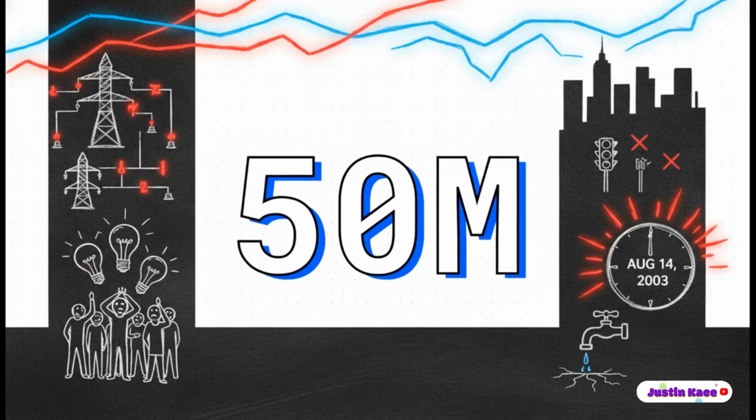To really grasp the gravity of this, we have to talk scale. 50 million people. Imagine that. On August 14th, 2003, what started off as a completely ordinary, maybe slightly warm summer afternoon, suddenly plunged 50 million people across the northeastern US and Canada into total absolute darkness. I mean, water systems lost pressure, cell service just died, and traffic lights everywhere simply went out.